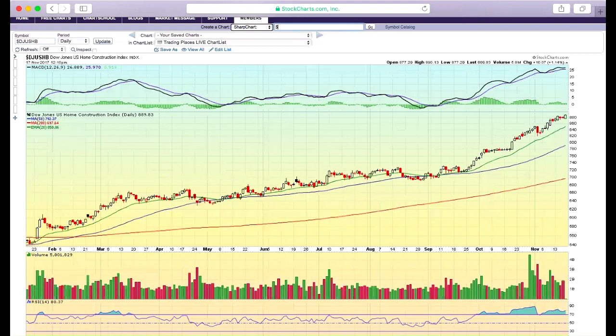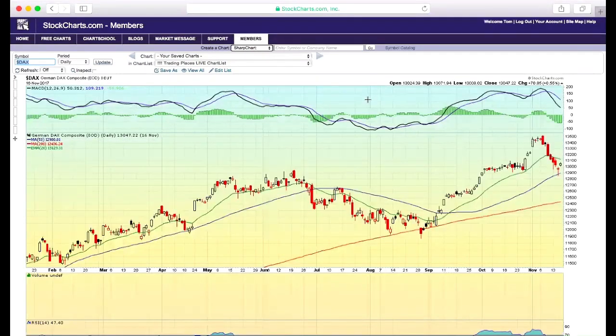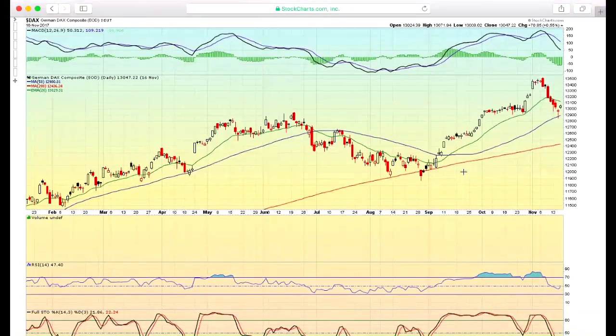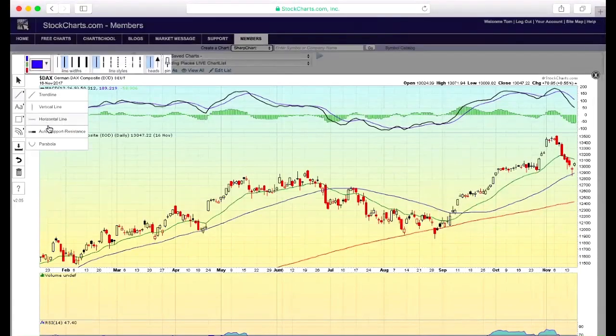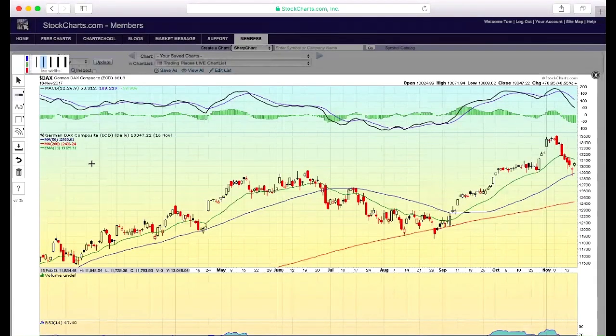Also overnight, or actually this morning, the DAX, the German DAX. Now this doesn't show today's action. Actually, I think the last time I looked, the DAX was down about 50 or 60 points. But a couple things of note. There's a strong positive correlation between the DAX and the S&P 500, as strong, if not stronger, than any other major index around the globe.